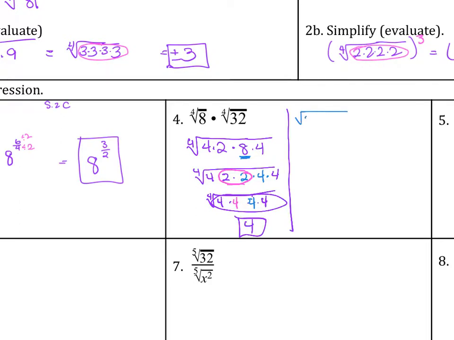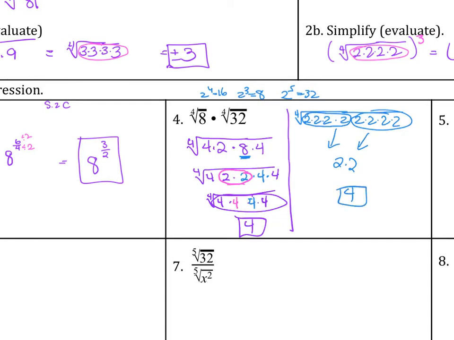So break down 8. 8 is 2 times 2 times 2. 32, that's 5 2s: 1, 2, 3, 4, 5. So just recognizing those numbers: 2 to the 5th is 32, 2 to the 3rd is 8, 2 to the 4th is 16. So maybe you remember those. It's an index of 4, so we're going to circle 4 2s and another 4 2s. And so we see that we take one each out, 2 times 2, which is just 4. Either way that you want to do it, it's however you see it. It's totally up to you.